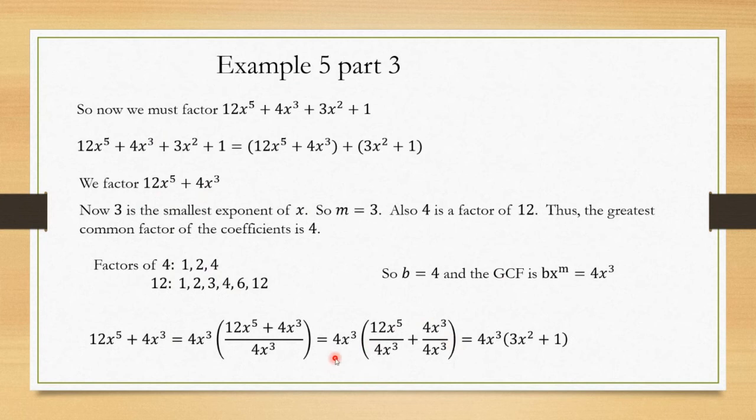So let's do that. We have 4x cubed. We put it in front. We have to divide to see what's left over. Right? We divide each term. So we have 4x cubed times 12x to the fifth over 4x cubed. And what is that? 12 over 4 is 3. x to the fifth over x cubed, subtract the exponents, you get x squared. 4x cubed over 4x cubed, that's a 1.